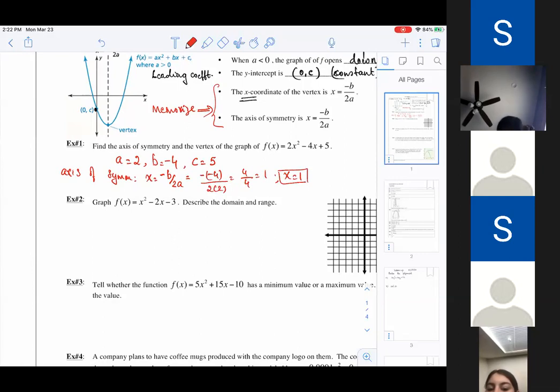We need to find the vertex. The vertex is going to be x comma y. What is the x coordinate of the vertex? Isn't that the same as the axis of symmetry, because the x coordinate is found by negative b over 2a? So you just got the x coordinate of the vertex.